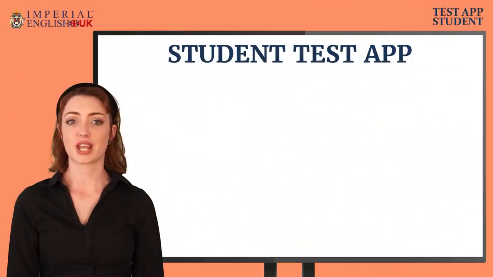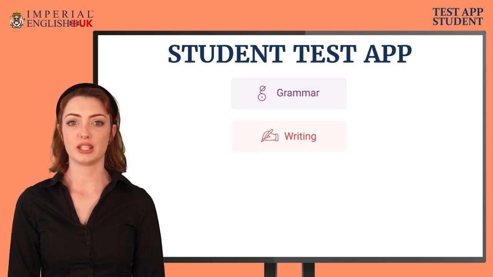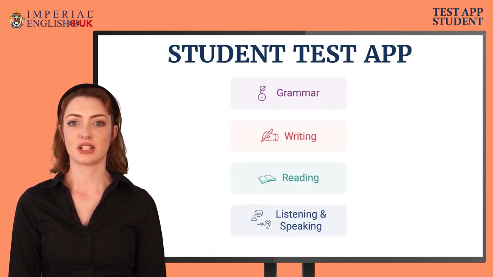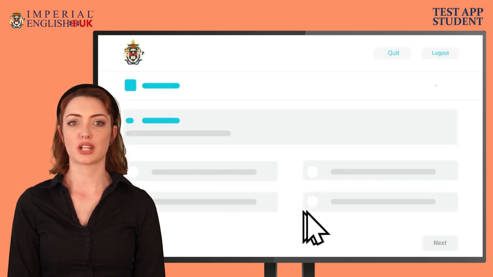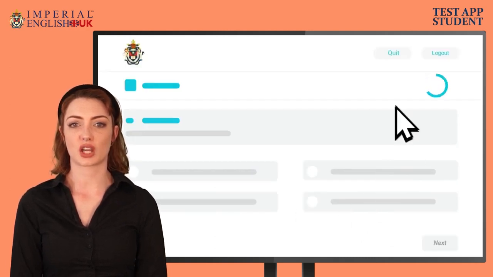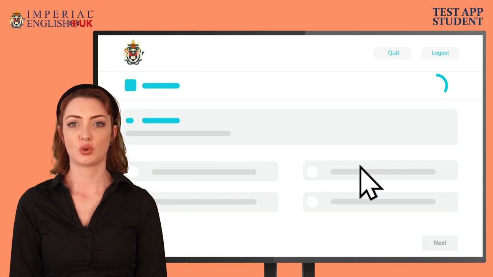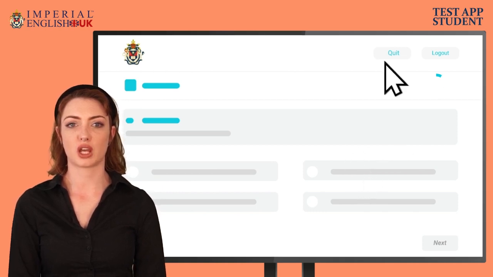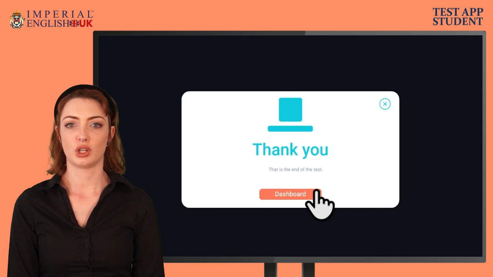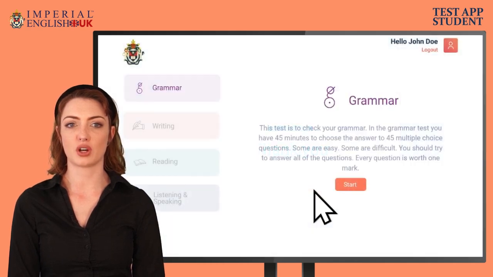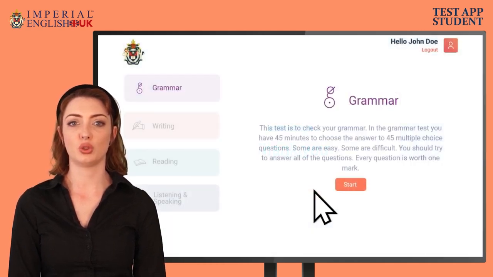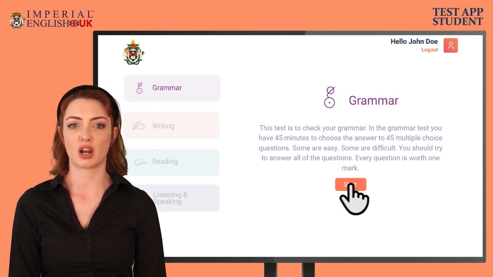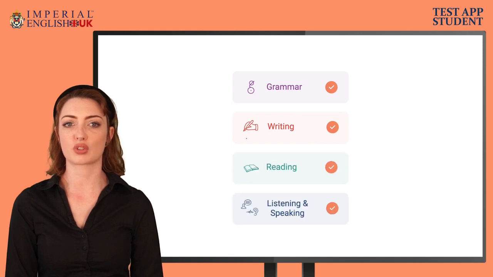The test has 4 sections: grammar, writing, reading, and listening and speaking. When you start any section, you must finish that section in the given time. You can also choose to quit the test if it becomes too difficult for you. If you do this, all the questions you have answered will be saved, but you will not be able to return to that section later. So make sure that you have finished first. Also, note that your test will not be sent for marking until you have finished all 4 sections.